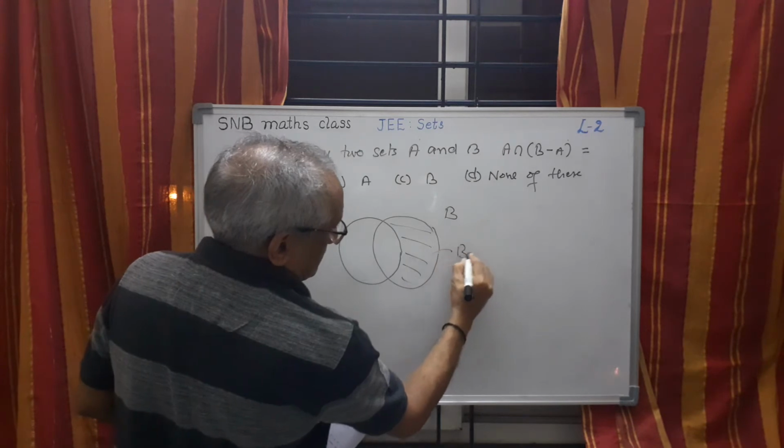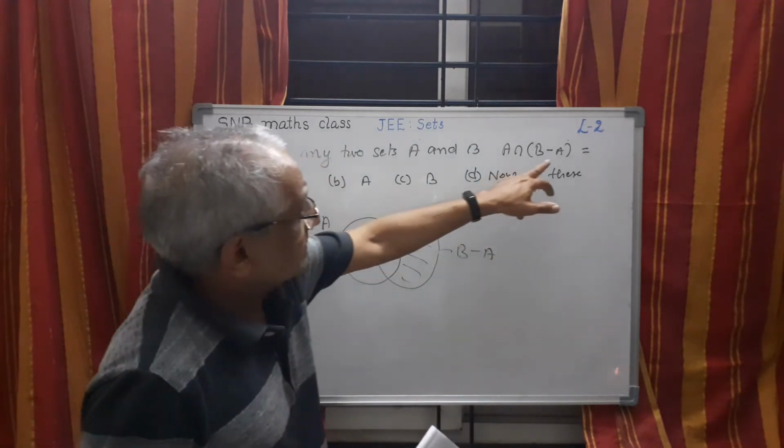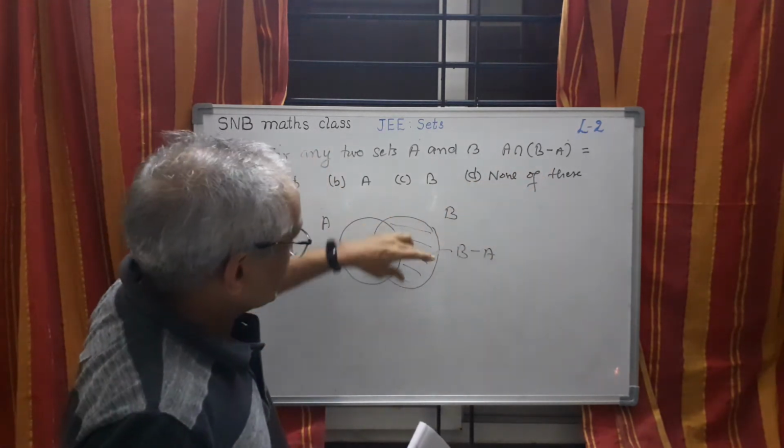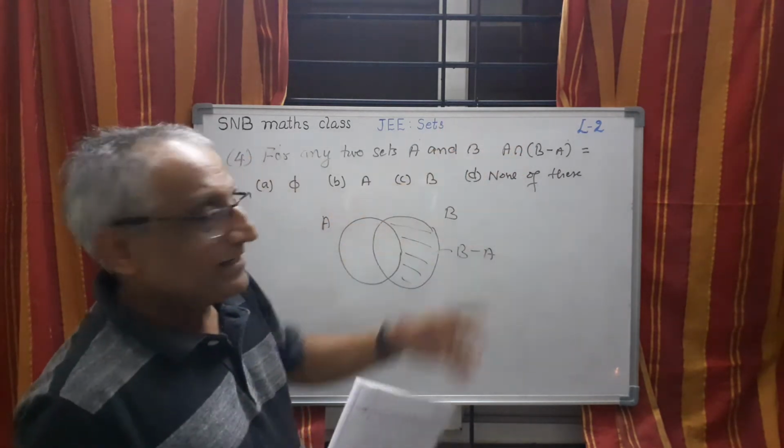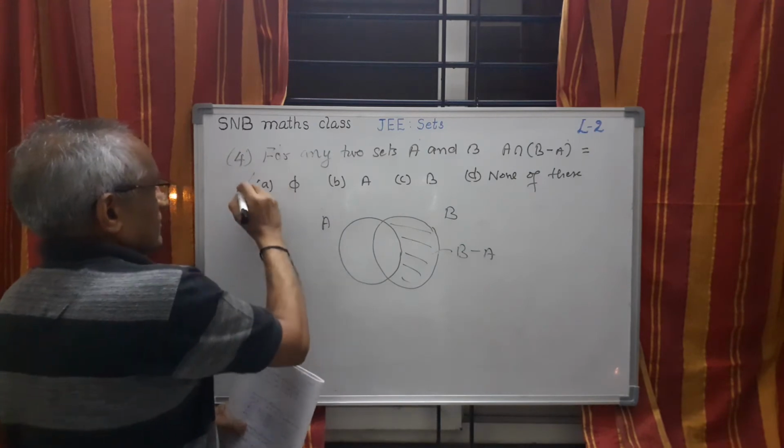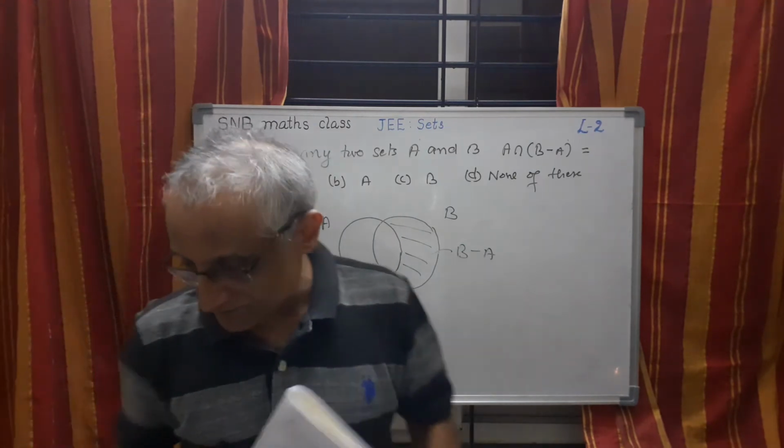Now, B minus A with A means this set is disjoint with this set. So the intersection would be pi. Therefore, definitely this is the option.